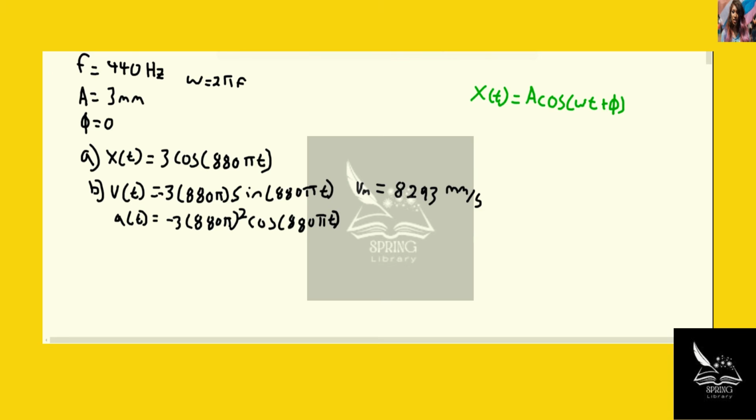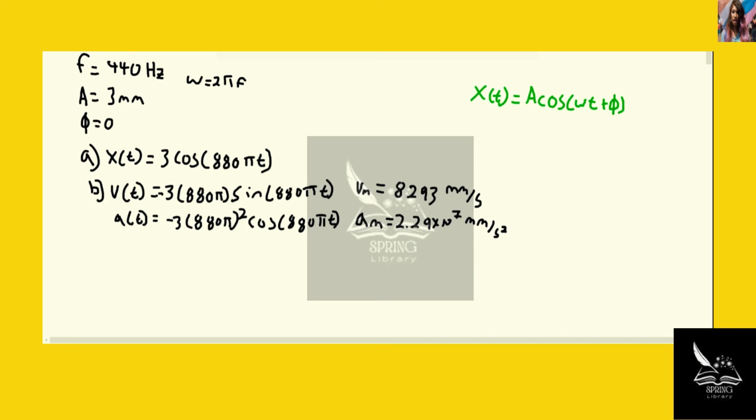We're just going to say that cosine is going to go to -1 because that's going to be where this function maxes out. And we're going to take -3 times 880 times pi times 880 times pi. And we get the acceleration max is equal to 2.29 times 10 to the 7. Some of you might be looking at that again and saying that's really high, but we always got to remember that this is just millimeters per second squared and not meters per second squared.